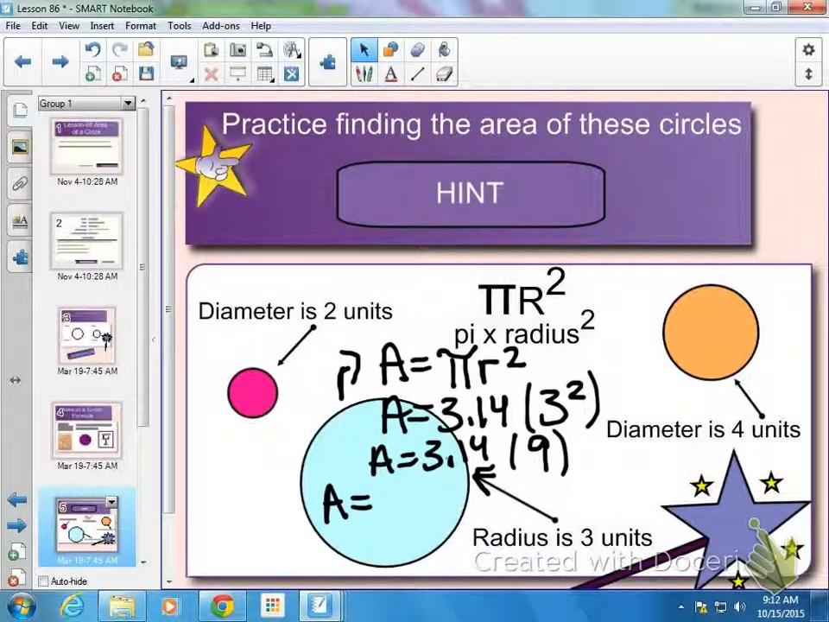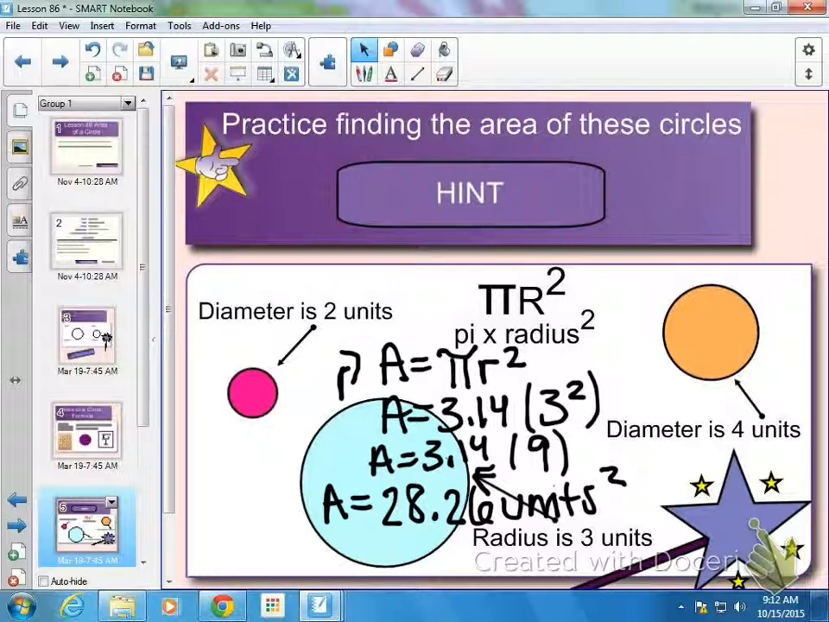Our area should be 28.26 units squared. Now, if it told me the unit, if it says centimeters, meters, feet, I would put squared after whatever that is. But if it doesn't tell me, I'm going to use units. So hopefully you guys are doing good.